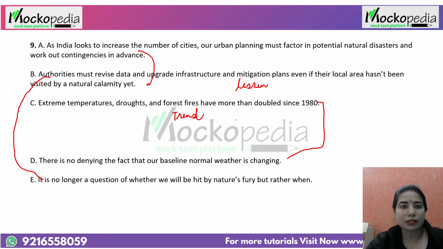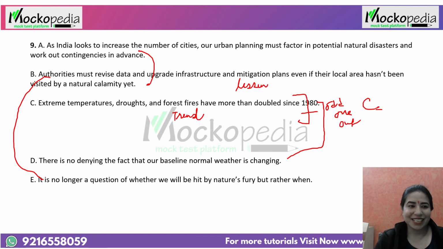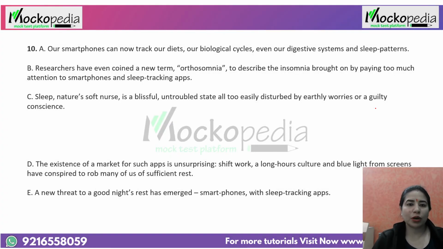So since the context is overall about natural fury happening, and India getting ready for disasters, C would be the best choice to pick as the odd one out, right? So C would be the correct answer. So let's try this question. We can do two things here. We can also rearrange, and we can also find the odd one out. So I'll give you slightly more time, do both these things: rearrange and pick the odd one out.